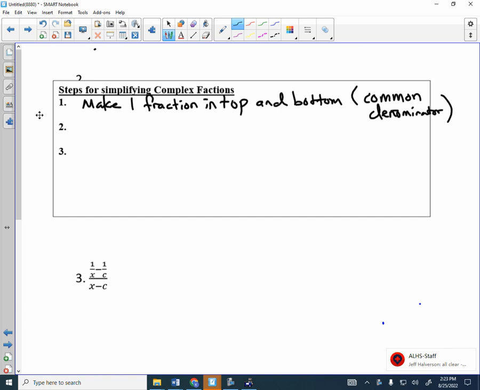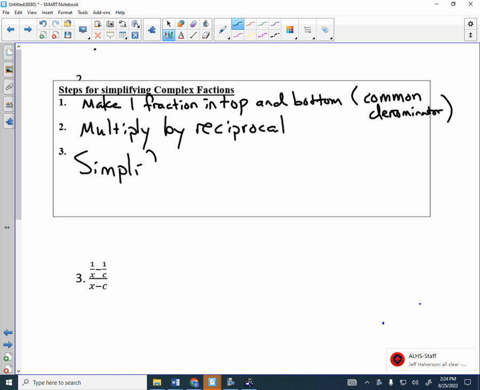It's the same steps every single time. We start by making one fraction at the top and the bottom. What did you do after that? Multiply by the reciprocal. And then finally, after you multiply by the reciprocal, you simplify the remaining expression. Those three steps every time.